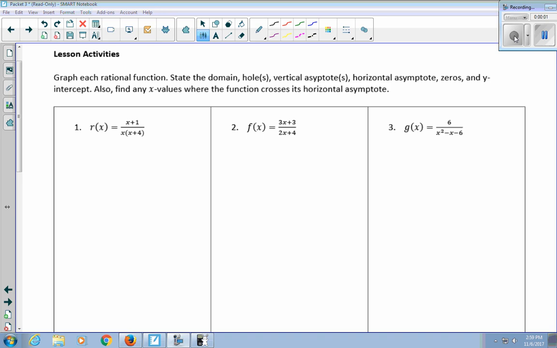Welcome to the College Algebra Lesson 26 activities. We have a bunch of rational functions to graph, so let's get to it.